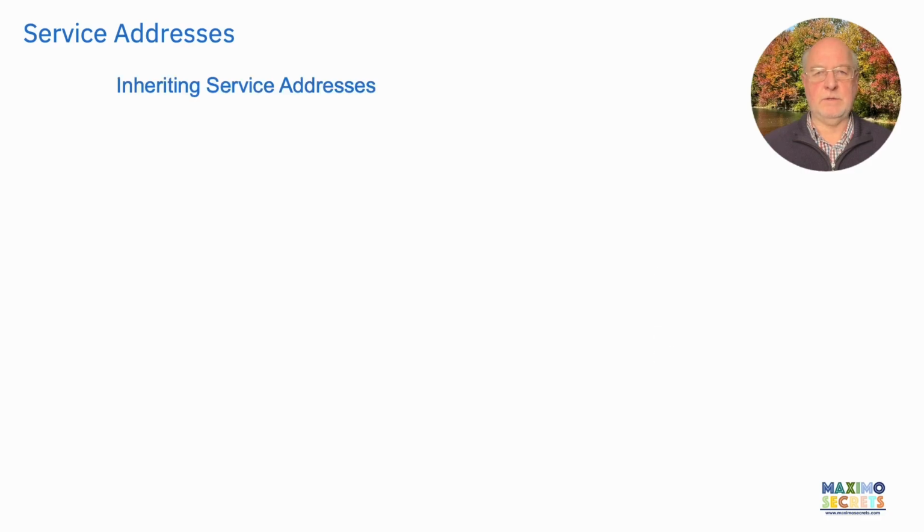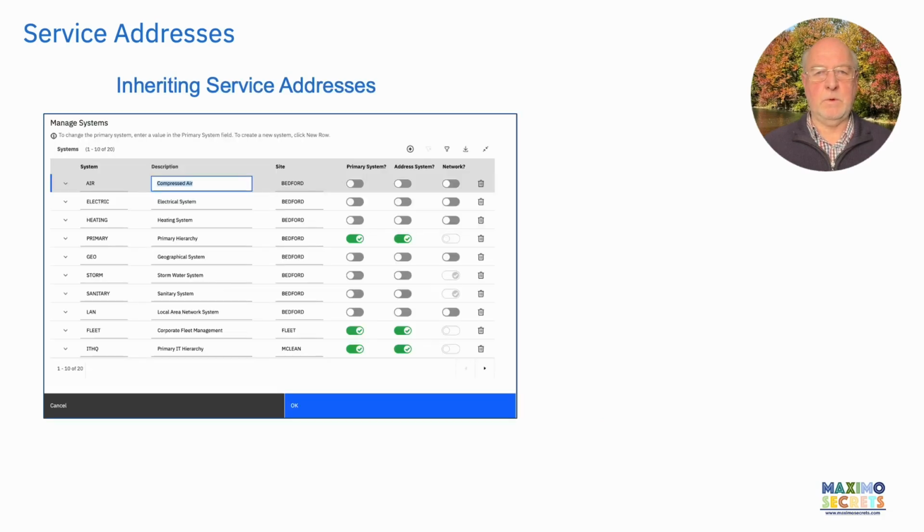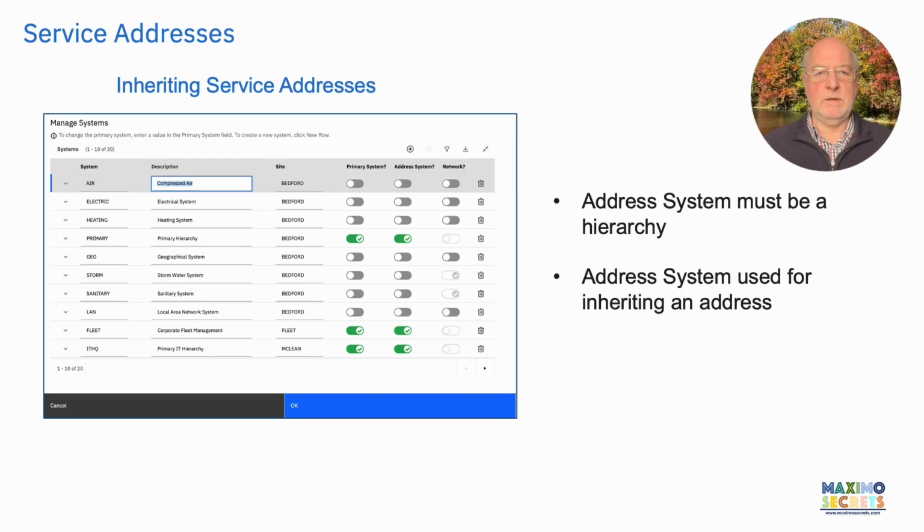Inheriting service addresses. Each site in Maximo can have an address system which is defined from the Manage Systems action in the Locations application. The address system must be a hierarchy, but it need not be the system that is marked as the primary system, although often it is. Once defined, as you enter a service address for a location, then all descendant locations will use that service address unless they have a service address explicitly defined for it.